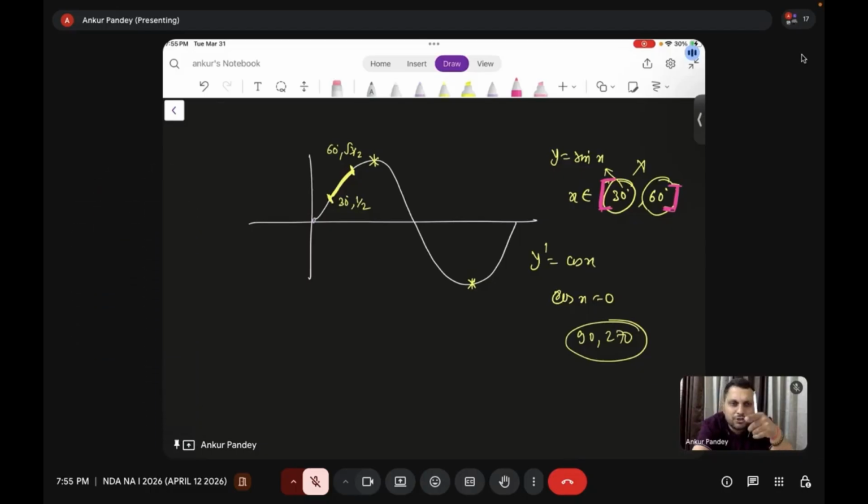Are you able to hear the chopper sound? Is the chopper sound coming? No. It has come again, listen to it.